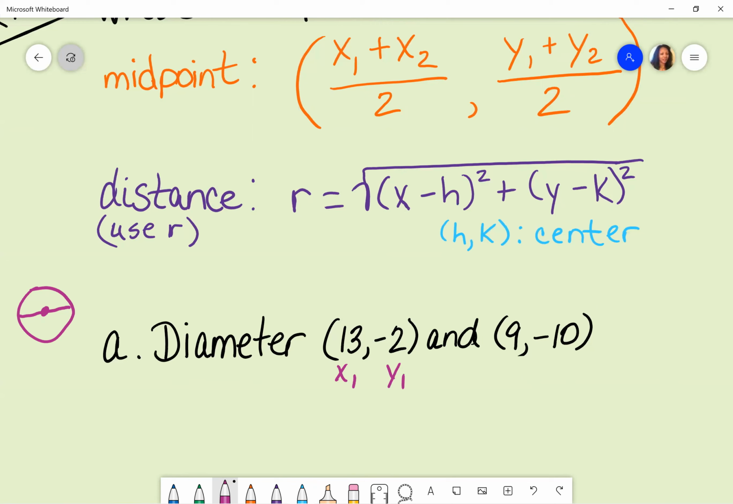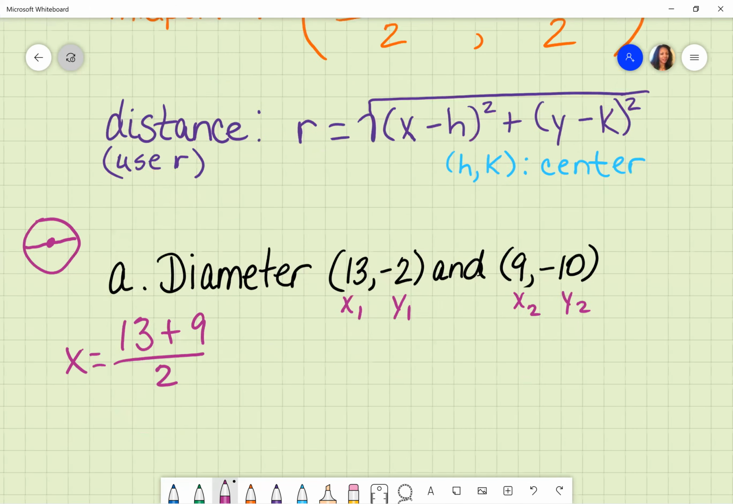So my first coordinates, I have an x sub 1, a y sub 1, and then I have an x sub 2 and a y sub 2. So now I just substitute it into this formula. When I do that, I see that I have, for the first one, 13 plus 9 divided by 2. So this is going to be my x coordinate, or h if you're looking at it as (h, k) for your center.